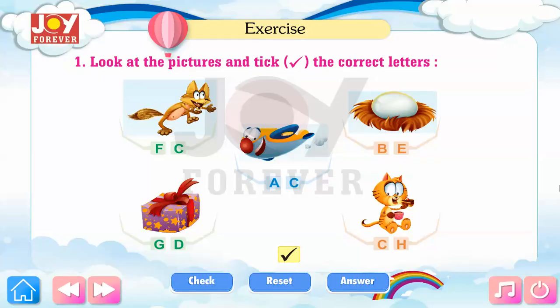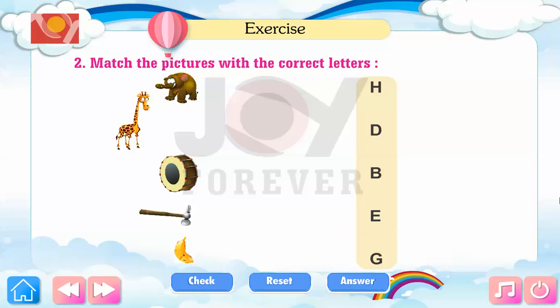Exercise 1. Look at the pictures and tick the correct letters. Two. Match the pictures with the correct letters.